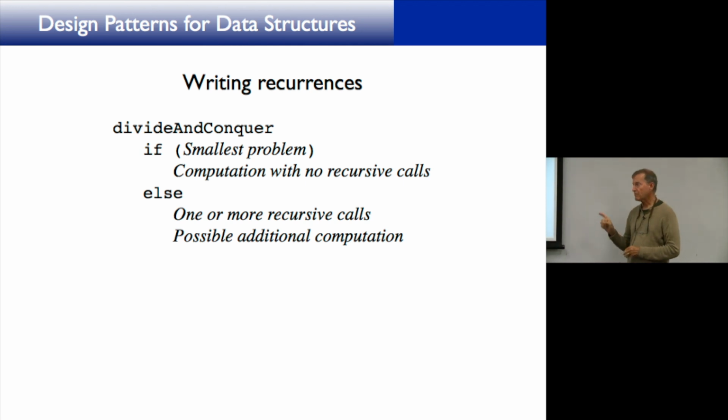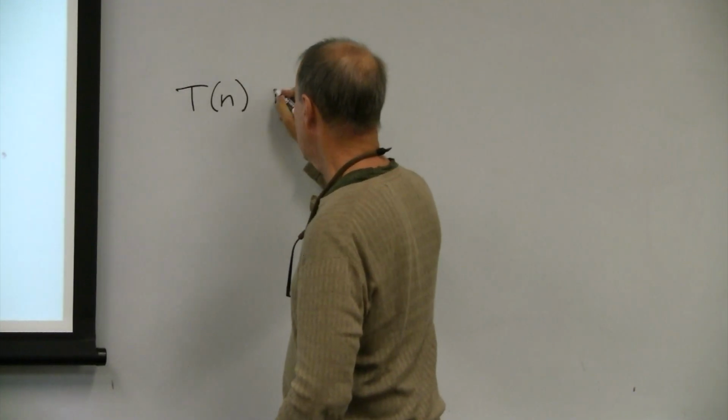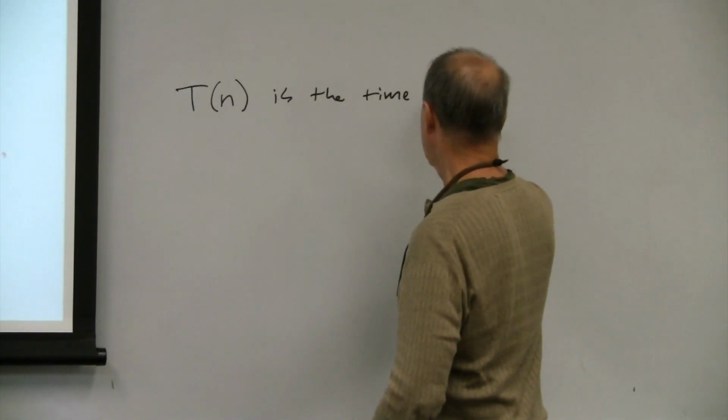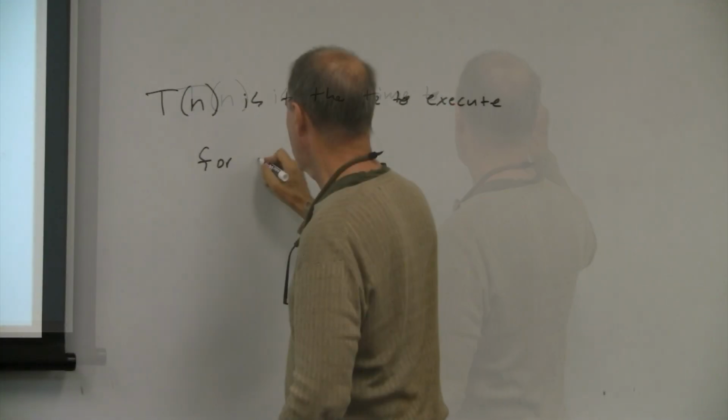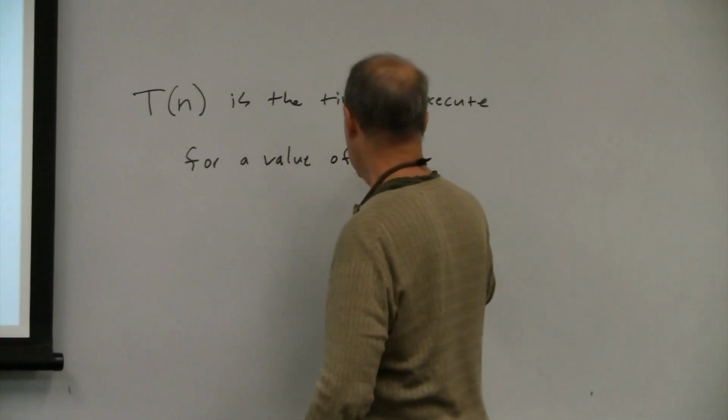Now, here's what we have to be able to write down. We have to be able to write down the recurrence for this. And the recurrence always has this shape. It's the same as the shape of the code. It mirrors the shape of the code. Now, it doesn't say on this slide, but let me write down what T of n is. T of n is the time to execute for a value of n.